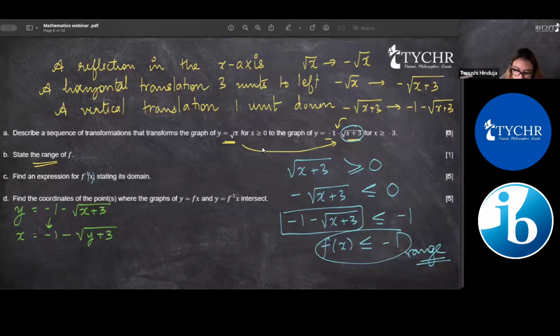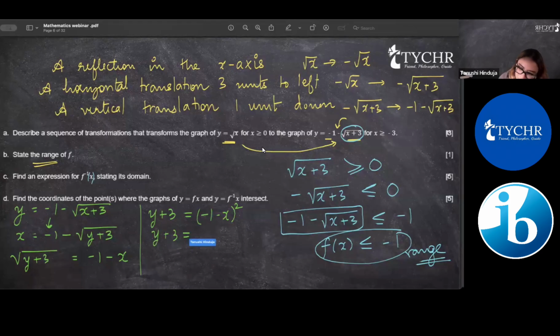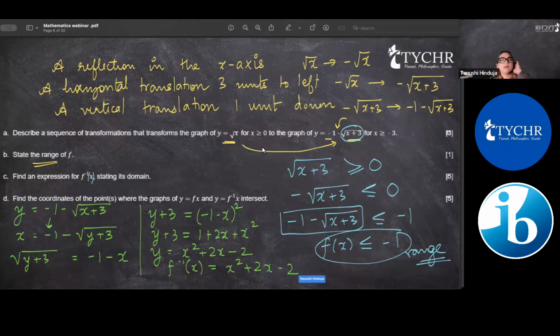So I'll take the root term to the left. That gets me root y plus 3 equals negative 1 minus x. And then I will square both sides. So y plus 3 would be equal to (negative 1 minus x) squared. So y plus 3 equals 1 plus 2x plus x squared. So y equals, I can take the 3 to the right side and rearrange a bit, x squared plus 2x minus 2. So this is our f inverse of x: x squared plus 2x minus 2. Right, that was the C part.